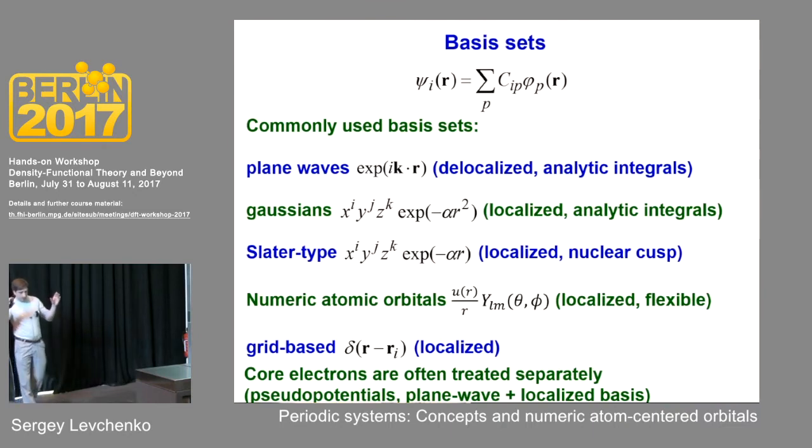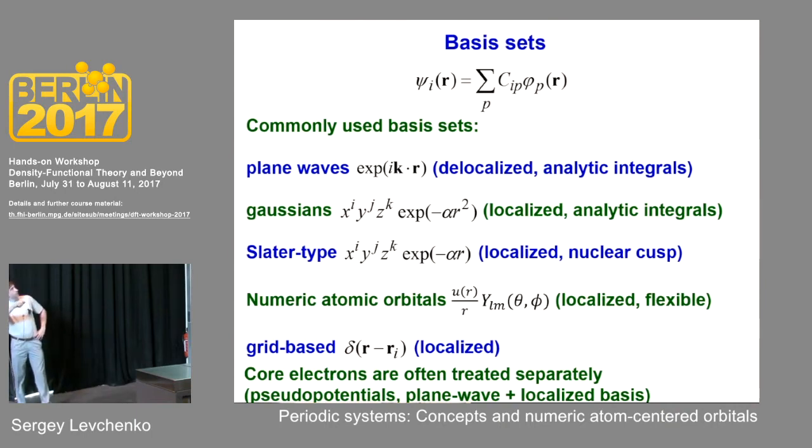However, if you consider core electrons, the core wave functions change very rapidly near the core, and therefore one would need a lot of these basis functions to represent these electrons. But this problem is solved by introducing pseudopotentials or a combination of plane waves with localized bases, and this will be discussed in the next lectures.